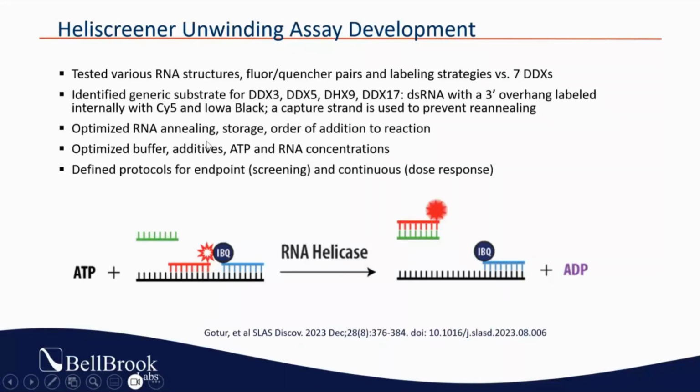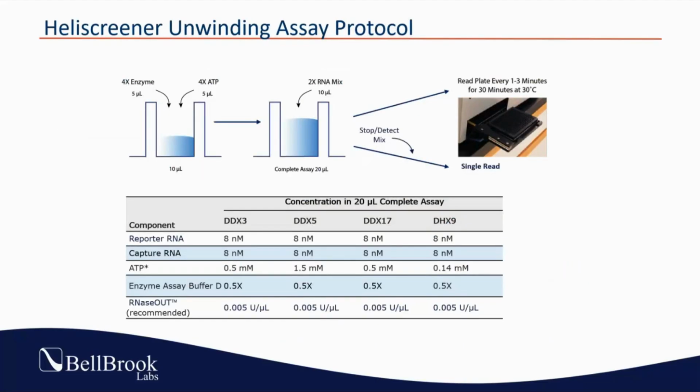So we optimized a lot of things: RNA annealing, how we store it, the order of addition, all those things that make a difference, and the buffer and additives, ATP and RNA concentrations, and defined protocols for both endpoint and continuous assays. And as you'll see, our recommendation is that you use the endpoint mode for screening, just because it's a lot more convenient. But to get accurate IC50s, you use the continuous or kinetic assay, and I'll show you why that is.